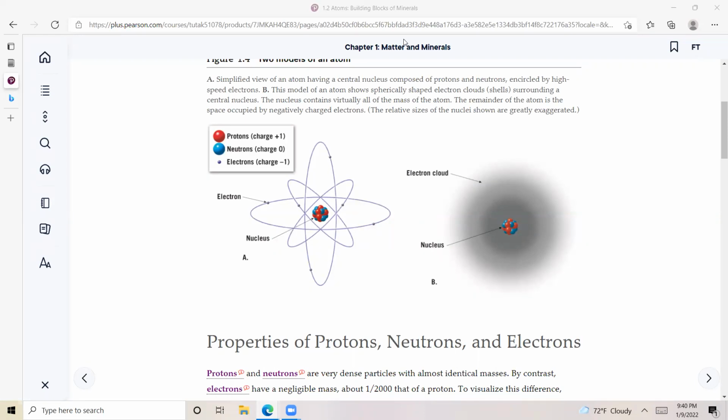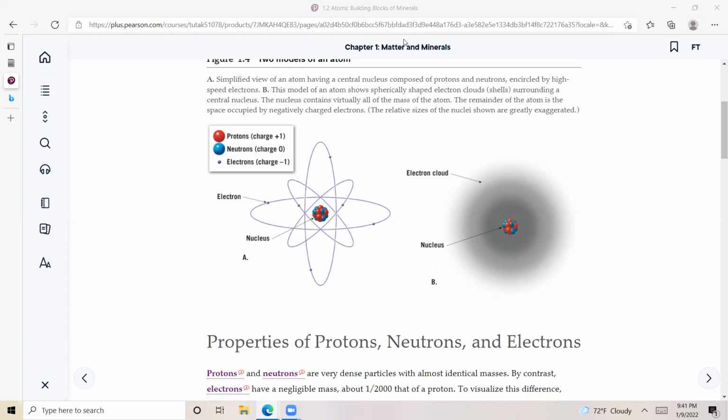A mineral can contain one element or more than one element, and it has atoms within it. So we care about atoms and their electrons. Atoms of any element consist of the same three basic ingredients: protons, neutrons, and electrons. So we need to learn about electrons, neutrons, and protons.